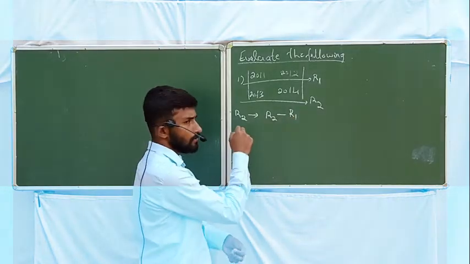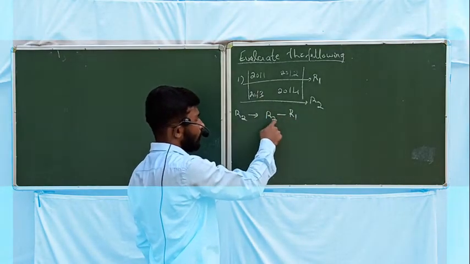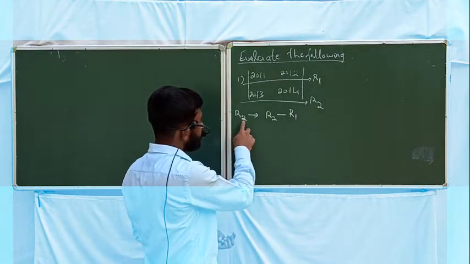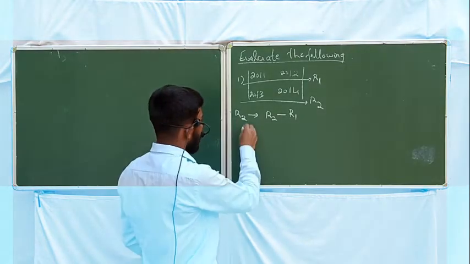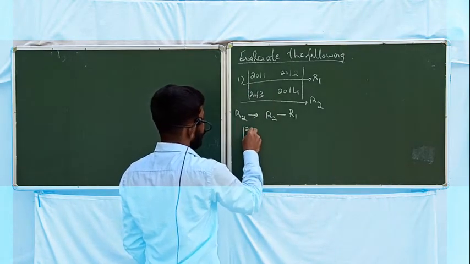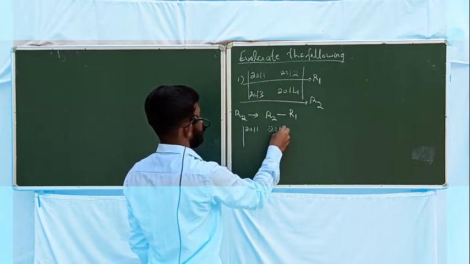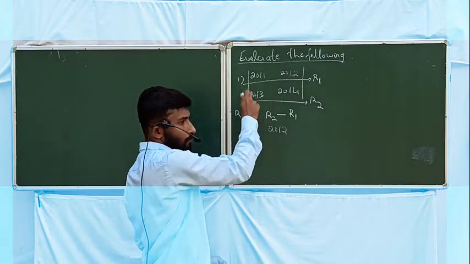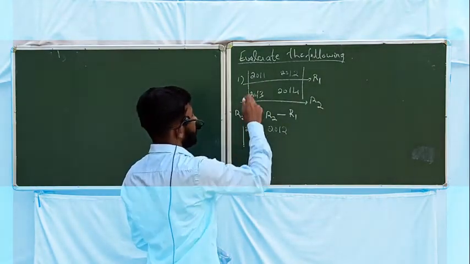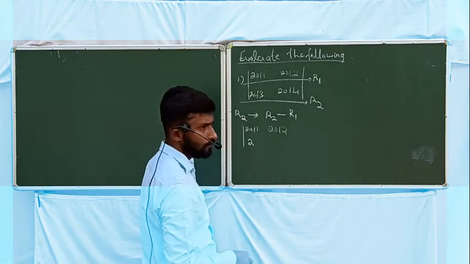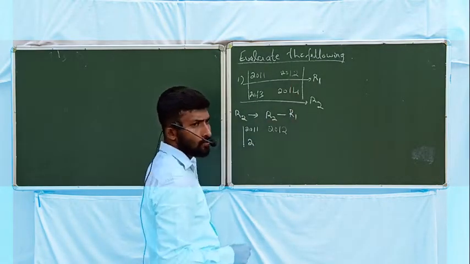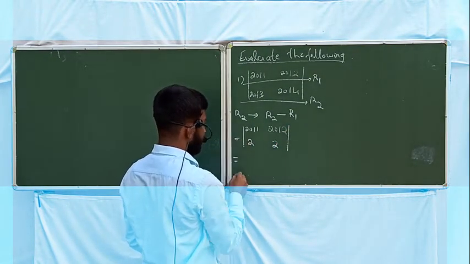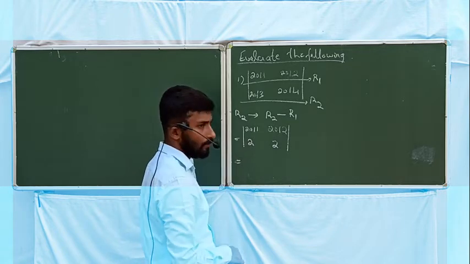R2 minus R1 means you need to subtract the corresponding elements of R2 and R1. Just see, you are applying the operation to R2 only. So, R1 entries remain the same, that is 2011, 2012. Now R2 minus R1, subtract the corresponding elements. 2013 minus 2011, 2 is remaining. 2014 minus 2012, again here 2 is remaining. In the next step, again use the properties of the determinant.